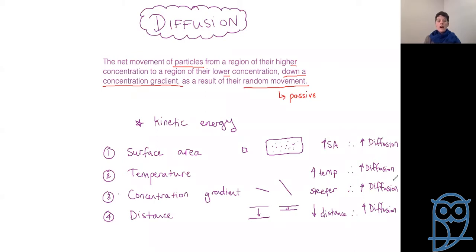So a larger surface area, higher temperature, steeper concentration gradient, and shorter distance are all things that are going to increase the rate of diffusion, because it's all just a random movement of particles. So let's then take this and do a similar sort of thing for osmosis.